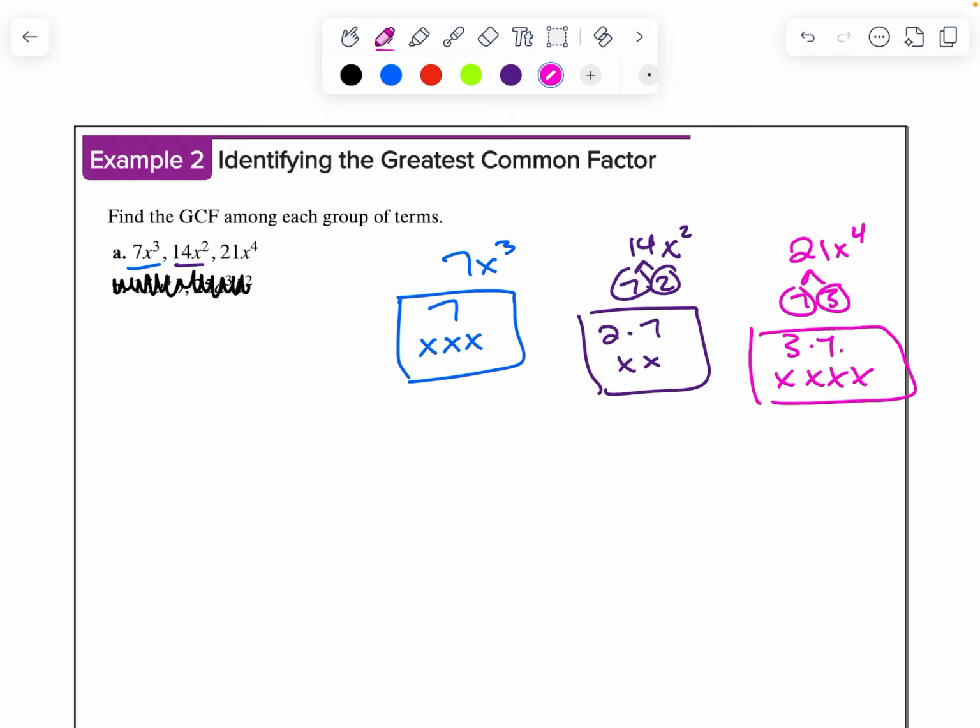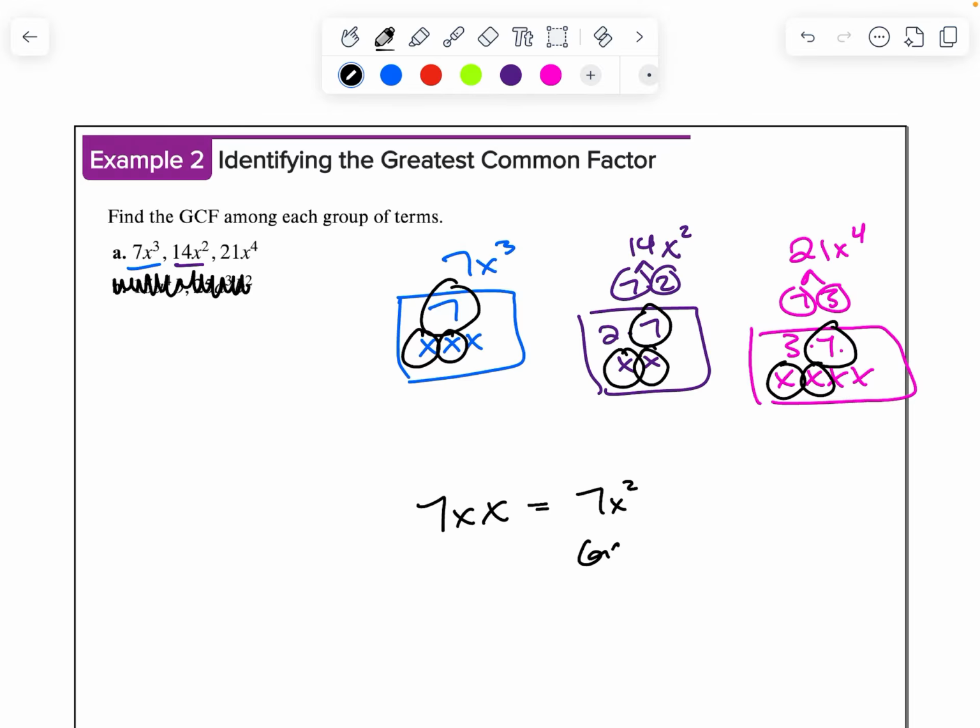And let's try and find what they have in common. They have a 7 for sure. They have an x in common. They have another x in common. And nothing else, right? Because the middle term doesn't have another x. They don't all have a 2. They don't all have a 3. So 7x squared is the GCF.